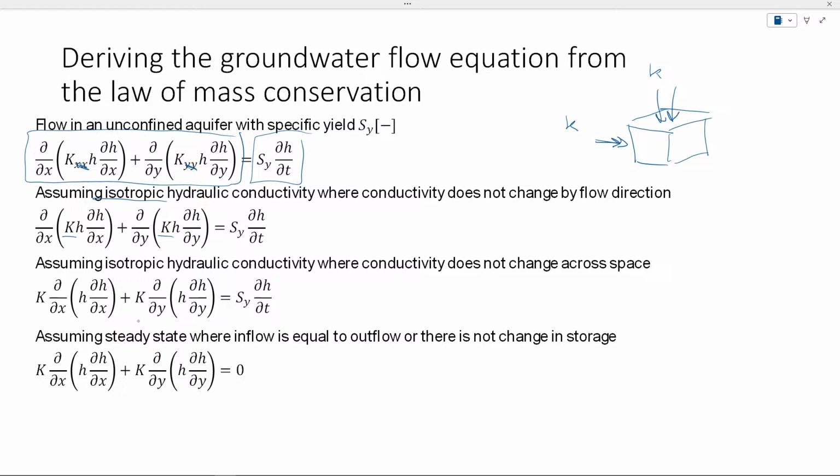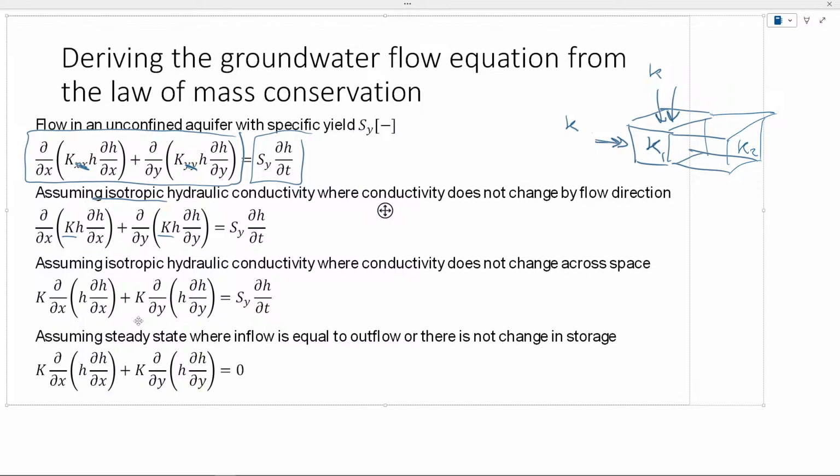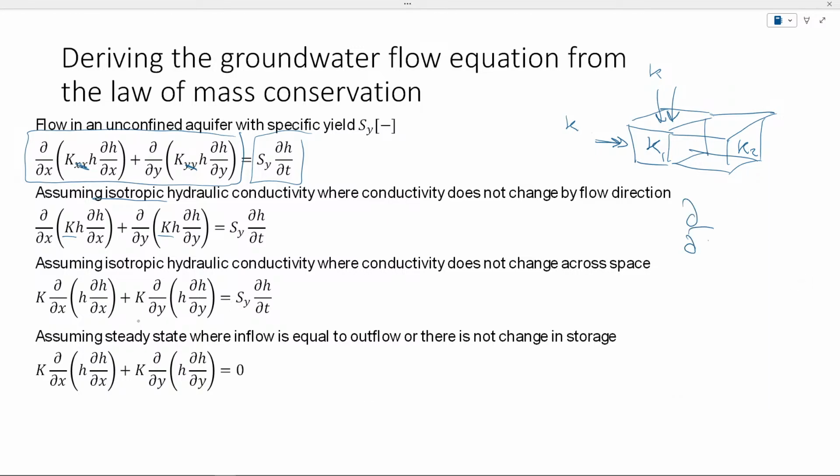Another simplifying assumption: let's say my hydraulic conductivity here has a value K1, and then in the next region or cell it will have K2. So this is K1 and this is K2. This means that exactly what it says here is partial x of K. The K is changing with X. Here also K is changing with Y. If I go in the Y direction, K is changing with Y. This means that because my subsurface is heterogeneous, I have different materials, sands and clays and gravels, my hydraulic conductivity is changing.